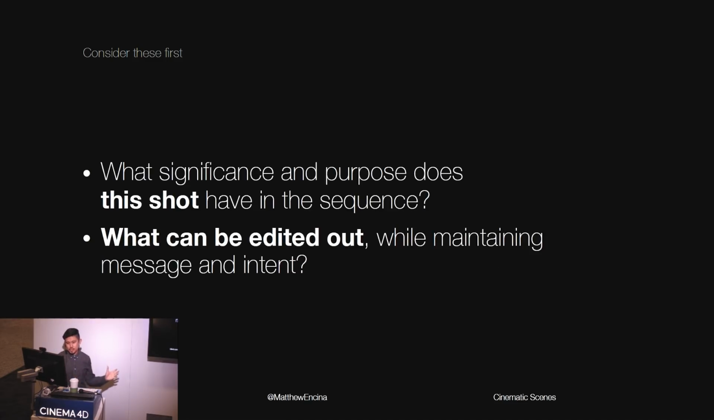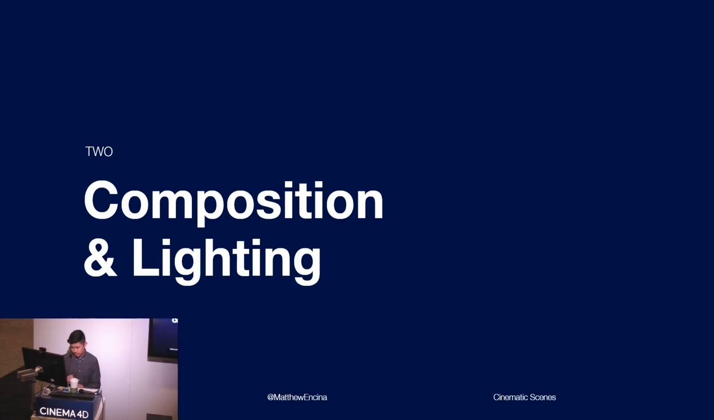Now that you have the big picture, this is now we can get into the individual shots. What significance and purpose does each of the shots have in your sequence? And then what can be edited out while maintaining your message and intent? Editing is probably the hardest thing to do. It's easy to build this really big idea. It's really hard to edit it down and curate it so that it's a very tight idea. But editing is very, very important. So that's story in a nutshell.